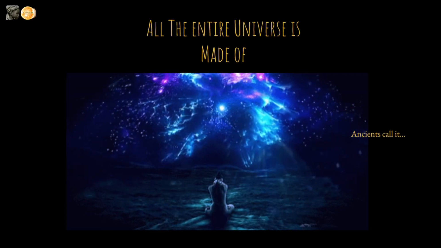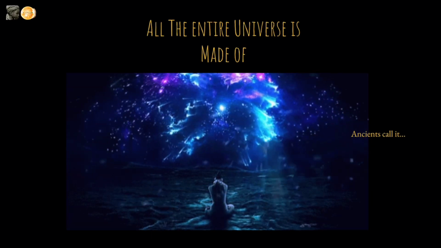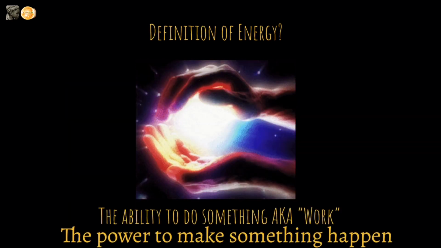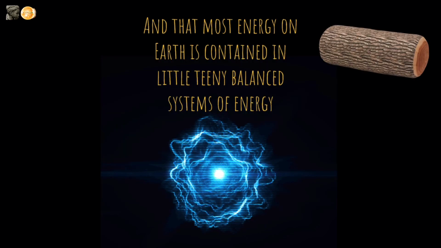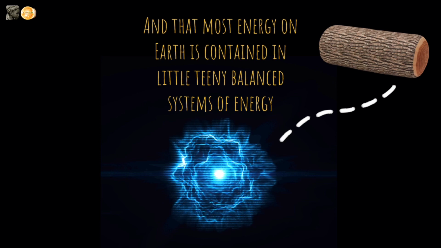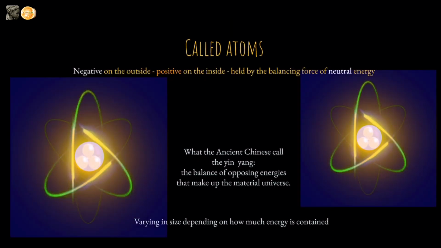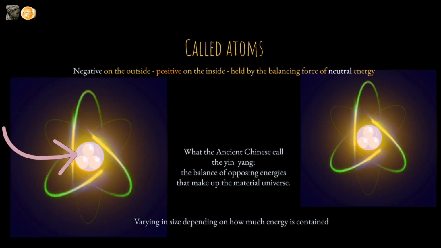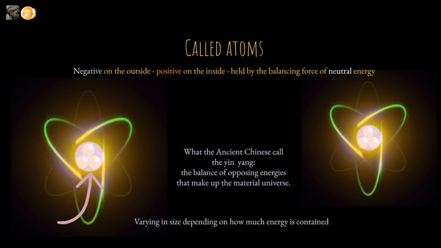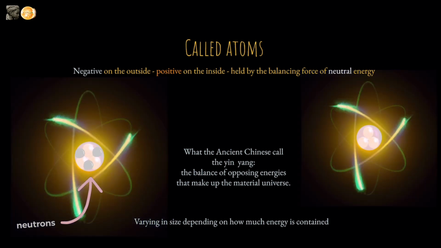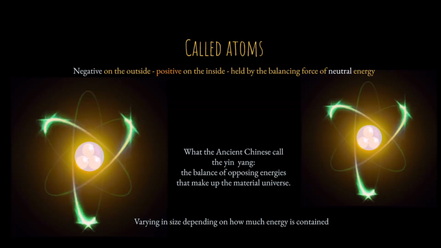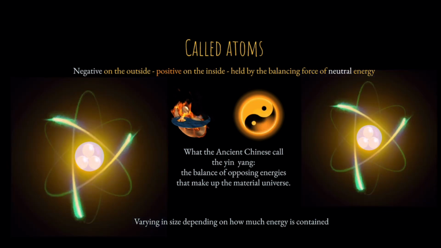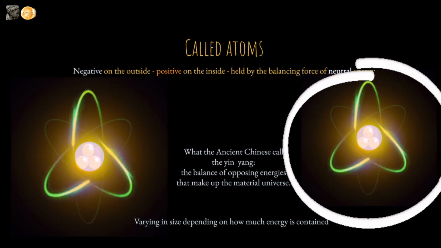By now, you know the entire universe is made of something called energy, what the ancients called chi, the power to make something happen. Or, like Western science says, the ability to do work. And that most energy on Earth is contained in little teeny balanced systems of energy known as atoms, with negatively charged energy particles on the outside, electrons, and positively charged energy on the inside, protons, held by the balancing force of neutrally charged energy particles, neutrons, what the ancients call the yin and the yang, the balance of opposing energies that make up all of the material universe, varying in size depending on how much energy is contained.